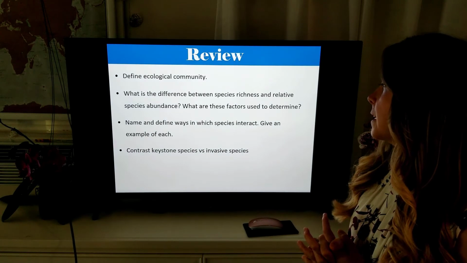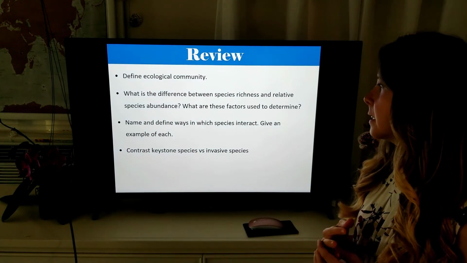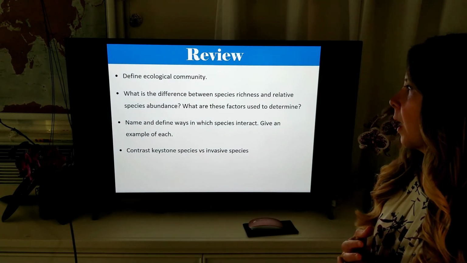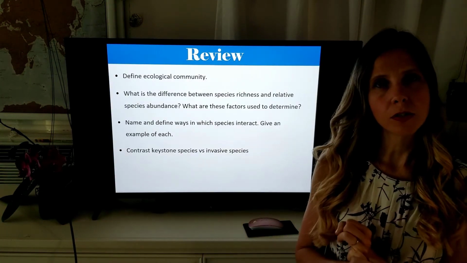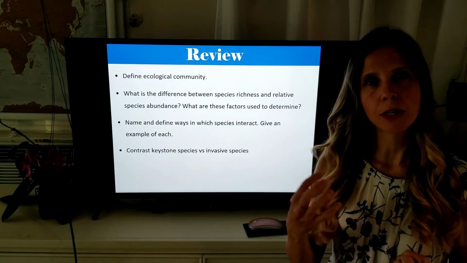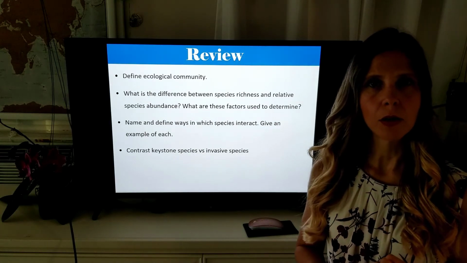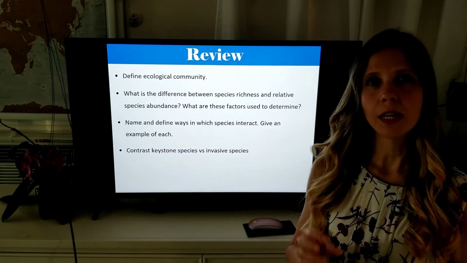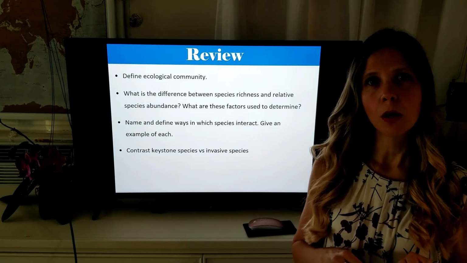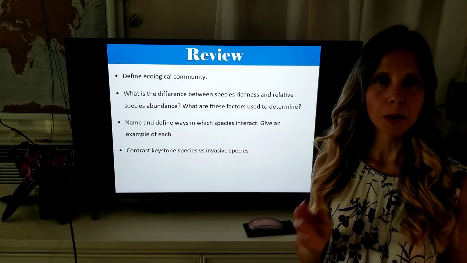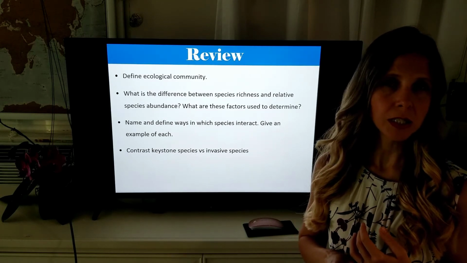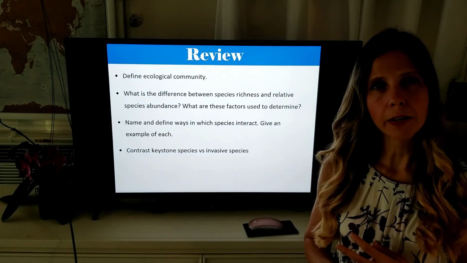Name and define ways in which species interact. Give an example of each. So we had competition, where both individuals are going to be impacted negatively because they're trying to use the same limited resource. So we had both intraspecific competition, which was within the same species, and interspecific competition between individuals of different species. Then we had all our symbiotic relationships.